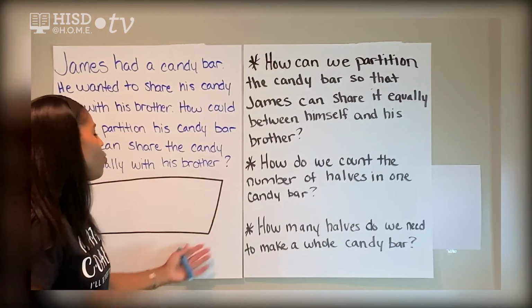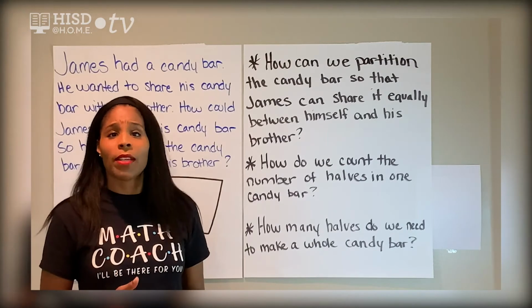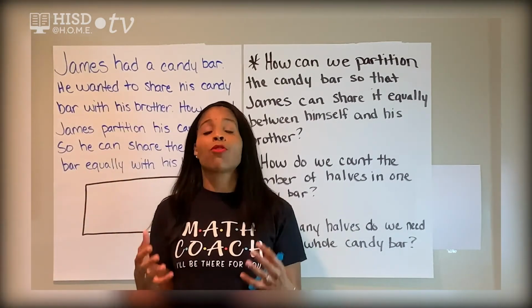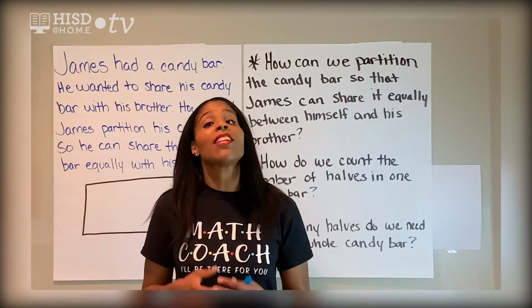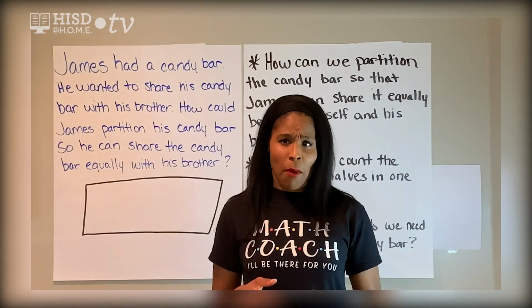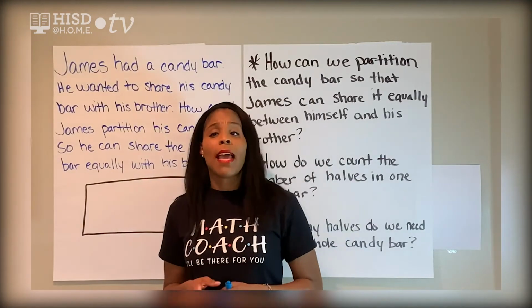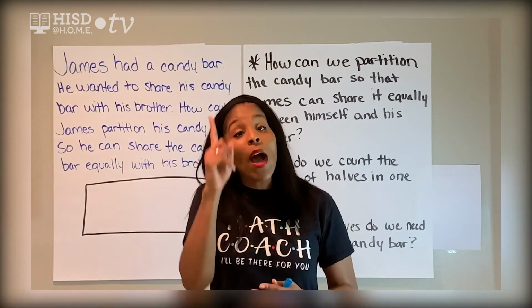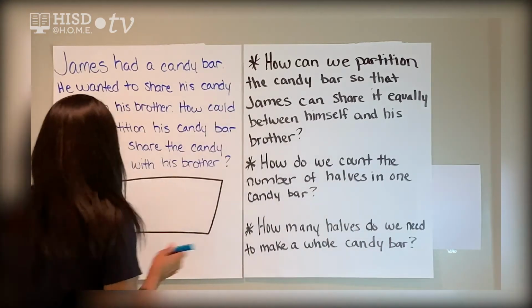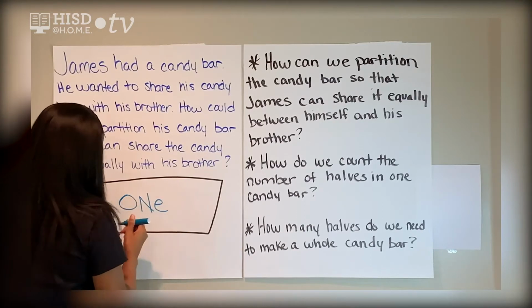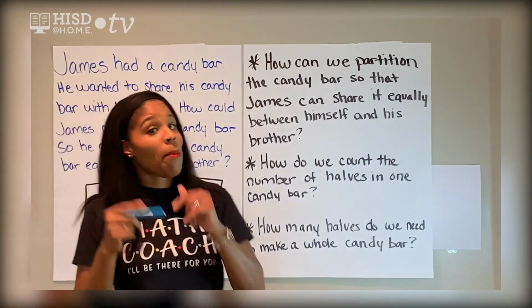So then I thought about it. I said, well, I'm going to draw it out as a rectangle on here. So now we can use this whole rectangle to represent the candy bar that James has. So now we want to name this candy bar. This candy bar is going to be named the number 1 because we have one whole rectangle. So I'm going to label it as 1.